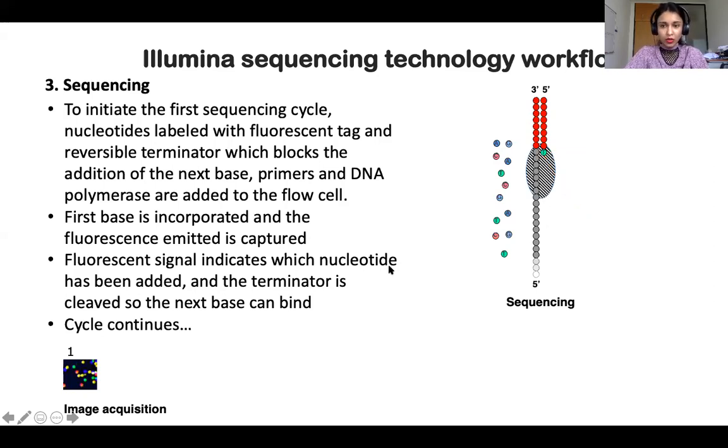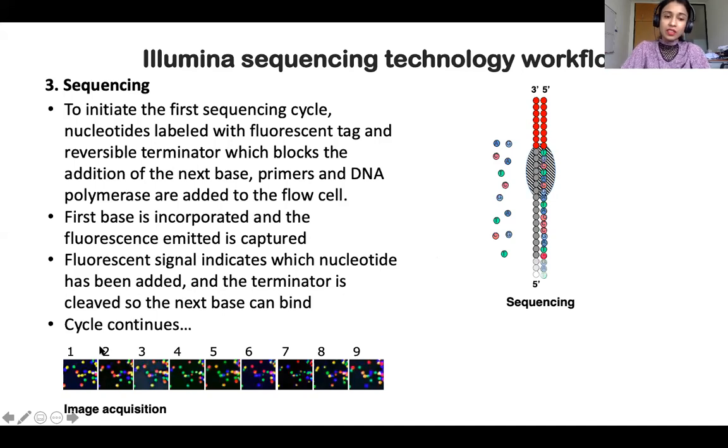So this goes on. Your next base is added and another image is captured, and this goes on until you have your entire fragment sequenced. The fluorescence signal indicates which nucleotide has been added. Every base, A, T, C, G, is tagged with a unique fluorescence. For A it's different, for T, for C, and G, they're all different. So each time you acquire an image, you know whether an A has been added or T or C or G. Once it has been added, the terminator is cleaved.